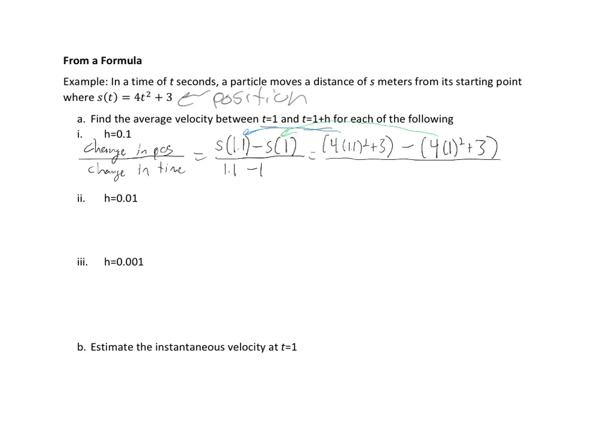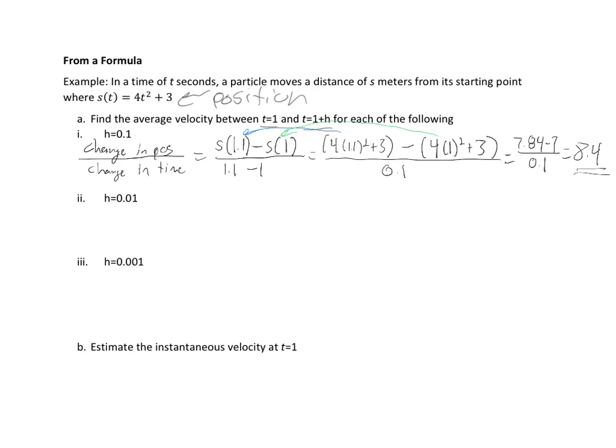All that's our change in position on the top, and we can go ahead and calculate the change in time. That'd be just 0.1. And if we work this math out, we'll get 7.84 minus 7 over 0.1, and really that just comes out to 8.4. So what does this number mean? That is the average velocity over this very short period of time, from 1 to 1.1 seconds.